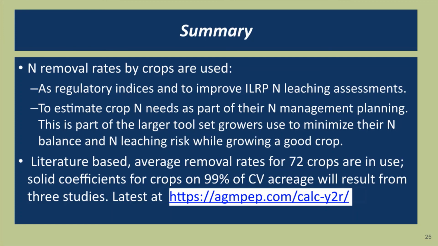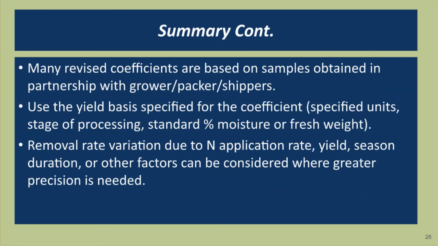We developed literature-based average N removal rates for 72 crops, and these coefficients are in use by the irrigated lands regulatory program coalitions, and then solid coefficients for about 99% of the Central Valley acreage will result from all 3 studies. The latest are available online. A lot of the revised coefficients are based on samples obtained in partnership with grower-packer-shipper cooperators.